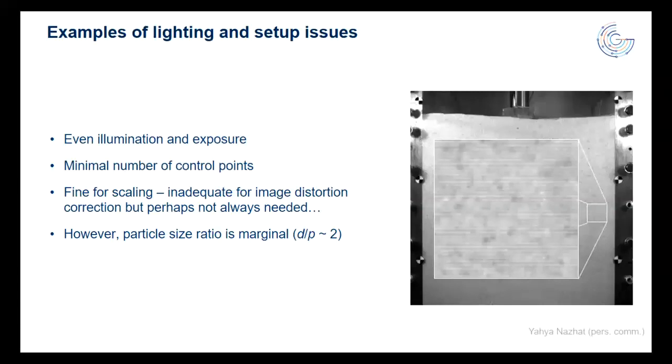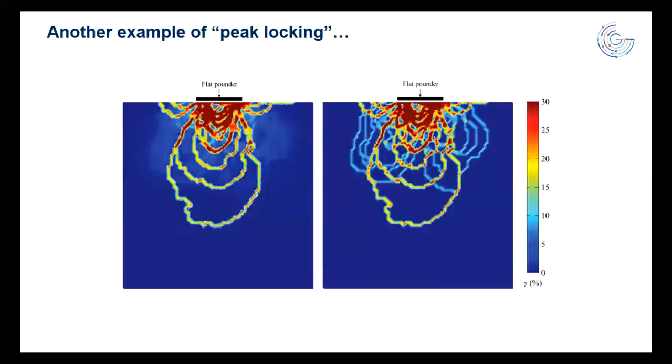However, the big issue here is he's taken a picture of the whole model. And because of the size of his sand grains, the D on P ratio was marginal. It's pretty much exactly 2. And when he used the old classical GOP-IV algorithms back in the day, we got peak locking problems. And so here's another example experimentally of that peak locking issue.